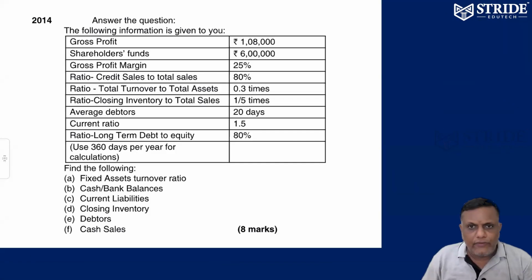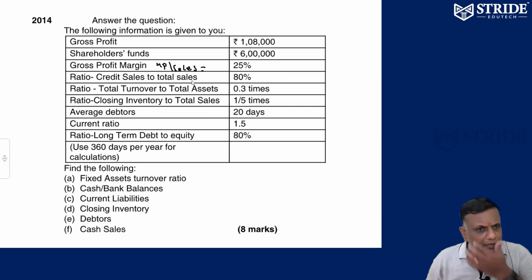Let's continue with the ratio analysis. Okay, financial management ratio analysis. Let me read the question first. 2014 paper, answer the question. Gross profit is equal to 1,08,000. Shared offense is equal to 6 lakhs. Gross profit margin ratio 25%. What is GP ratio? GP ratio is equal to GP by sales. GP by sales, that is equal to 25%.